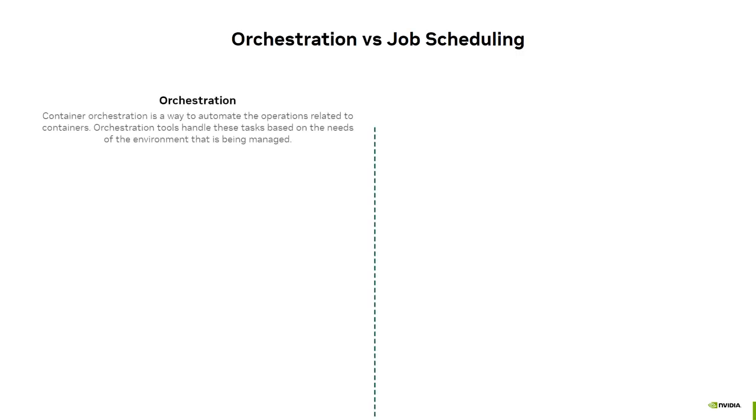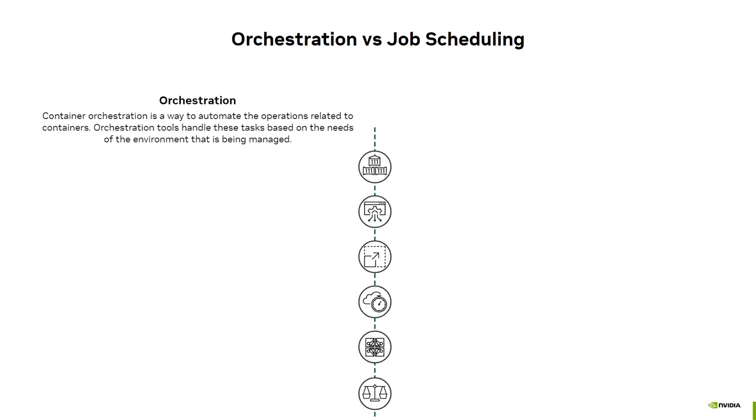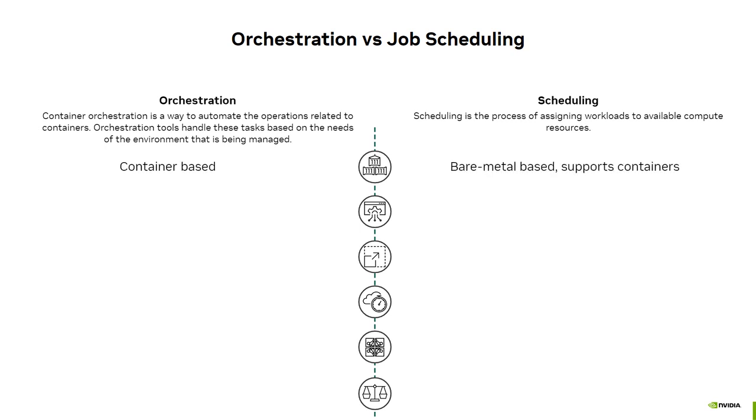Container orchestration is a way to automate the operations related to containers. Orchestration tools handle these tasks based on the needs of the environment that is being managed. Scheduling is the process of assigning workloads to available compute resources. Orchestration is container-based. Scheduling is bare metal-based, but it supports containers. Orchestration is designed for microservices. Scheduling is designed for high-performance computing.